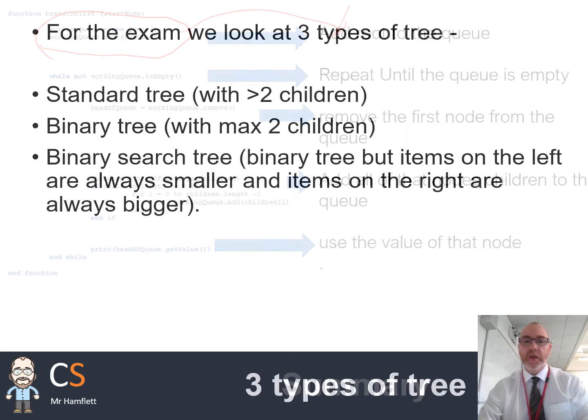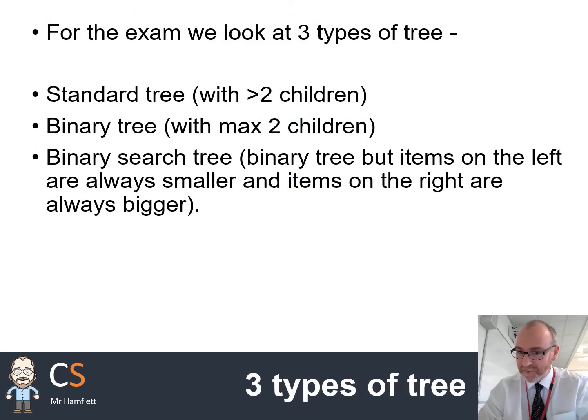Whew, a lot of information here, I'm sorry. So there are 3 types of trees you need to be aware of, and we have already covered this. The standard tree, which has more than 2 children in each node, or could have, should I say. A binary tree has a maximum of 2 children per node, binary meaning 2. And binary search trees, where we have an additional constraint that every node on the left must be smaller than the parent, and every node on the right must be bigger.